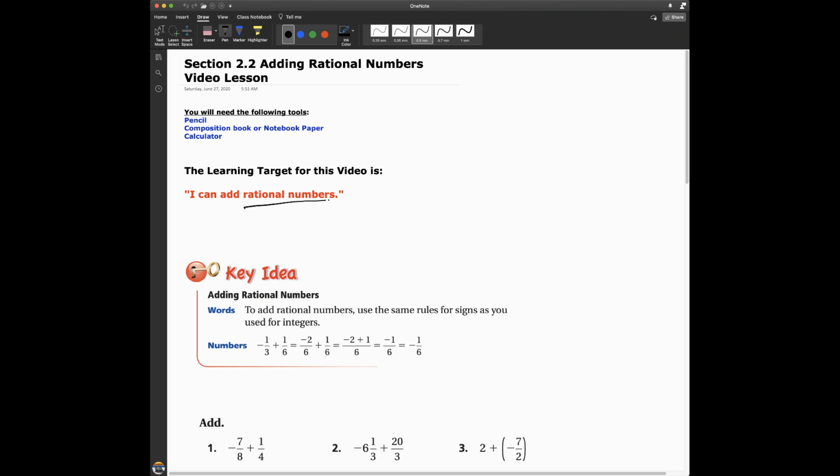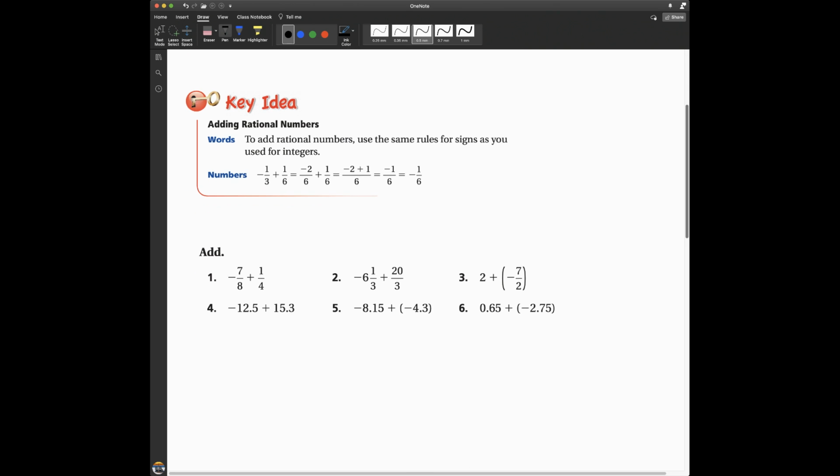I can add rational numbers, which really means I know how to add positive and negative fractions. I can add mixed numbers, whether they're positive or negative. I can add them to each other. I can add decimals, positive decimals to negative decimals, positive decimals to positive decimals. The list goes on and on. So let's go ahead and get started.